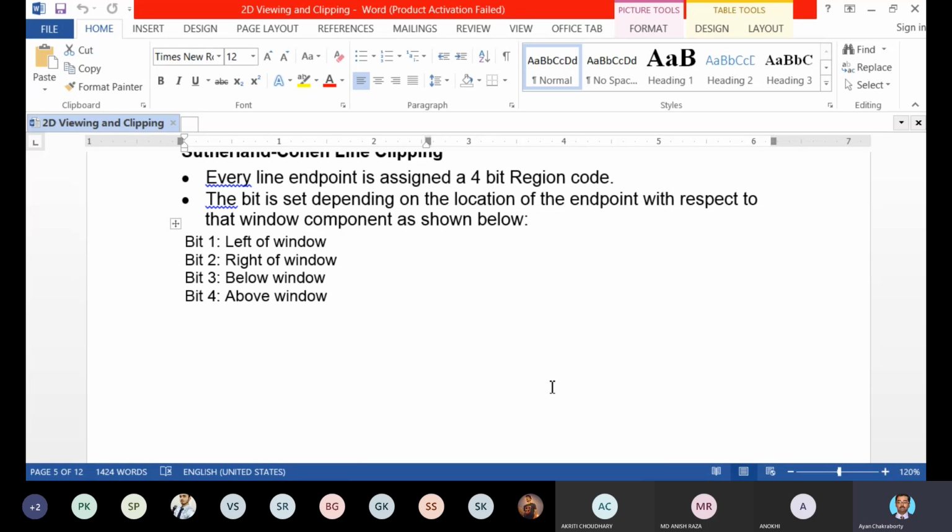You have to always keep this sequence in your mind: 1, 2, 3, 4, left, right, below, above. This is the sequence we have to maintain to design the 4-bit region code for each and every region.